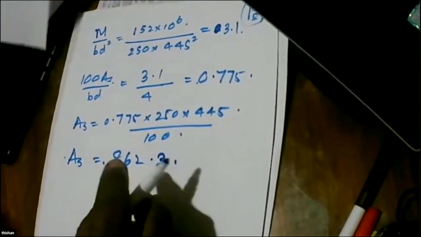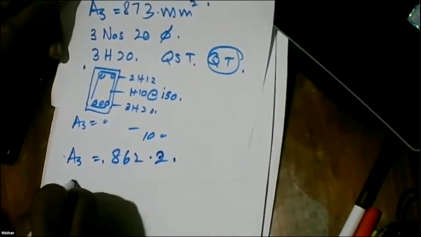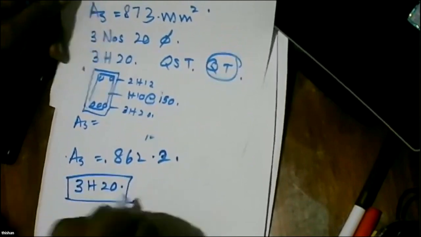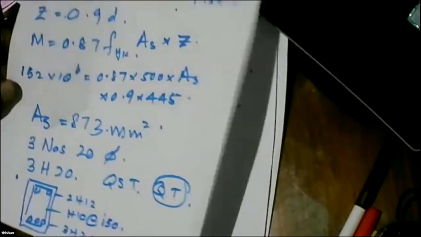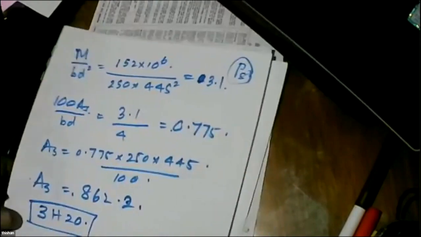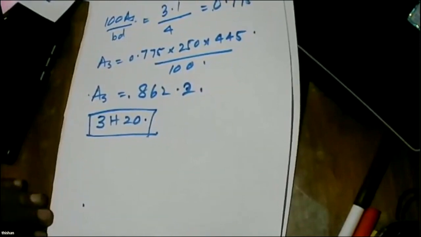So compare the answers: 873 versus 862. What would I find? 3H20. So these are shortcuts, so don't do all these long calculations. Divide M over b d squared by 4. That is the reinforcement required in a reinforced concrete beam according to the Eurocodes. Did you know this shortcut? No sir. So that is the shortcut.